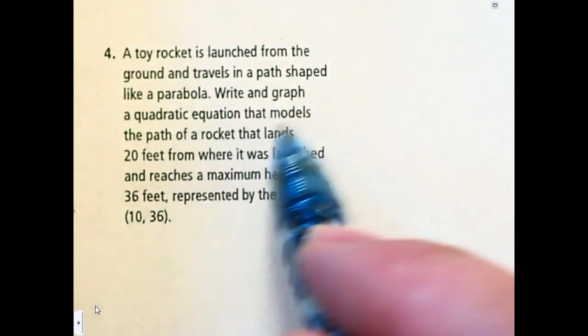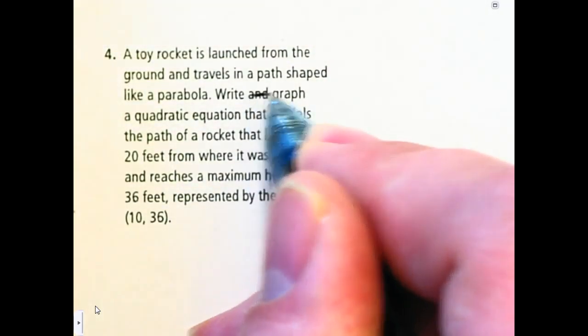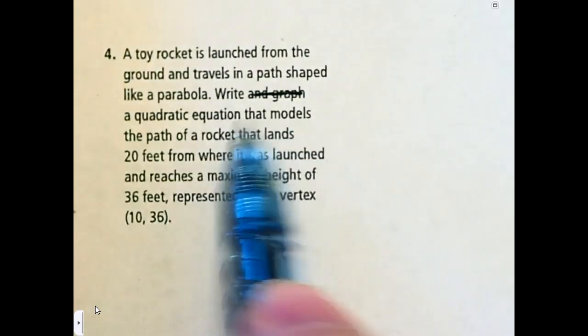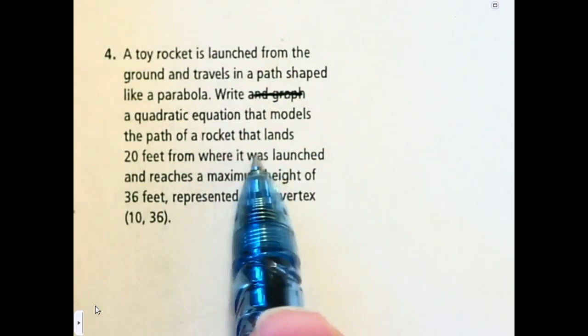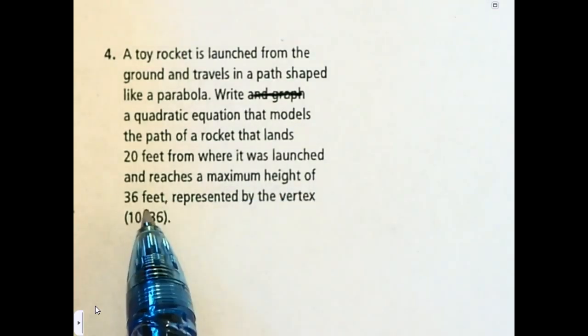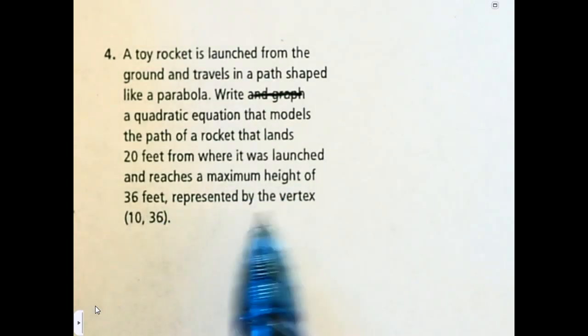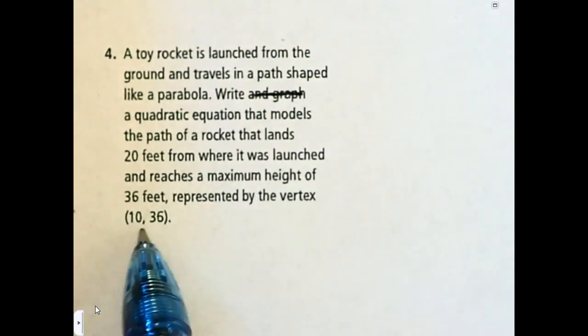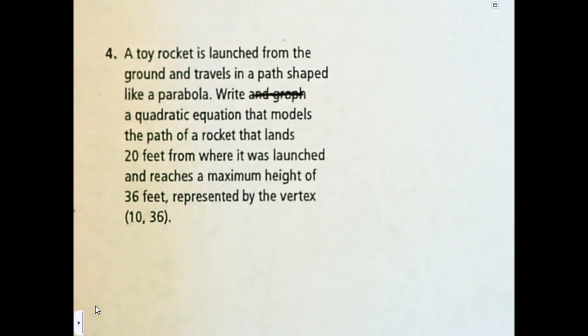Write and graph. I'm not worried about graphing it right now, but let's write a quadratic equation that models the path of a rocket that lands 20 feet from where it is launched and reaches a maximum height of 36 feet, represented by the vertex (10, 36).